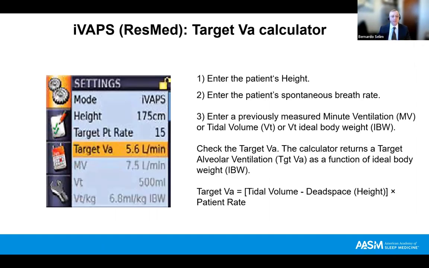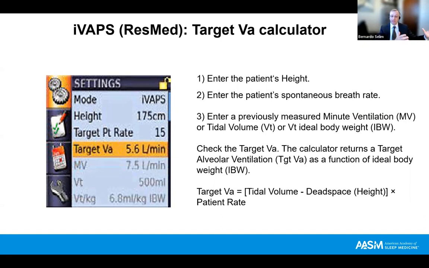Well, if you go to these devices, and I'm going to mention iVAPS, which is the ResMed, you go into a RAD or a ventilator like Astral, and you go to this menu, the first thing you see, obviously, is always the mode. The second element it's going to ask you is the height. Why the height? Because they have an internal calculation that, based on the height, can calculate the dead space. The third thing they will ask is the target. And the fourth thing is the alveolar ventilation. But you see these gray areas at the bottom of that menu? That is your minute ventilation, your total volume, and your minute ventilation by the ideal body weight.